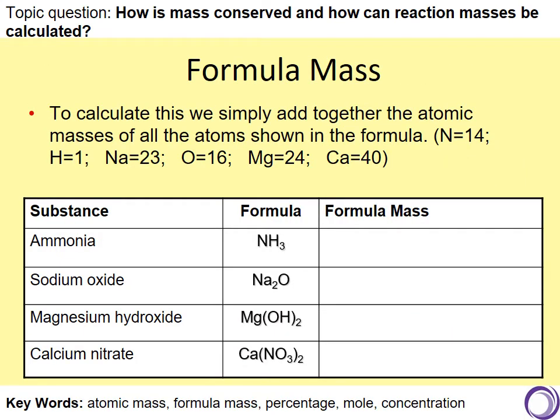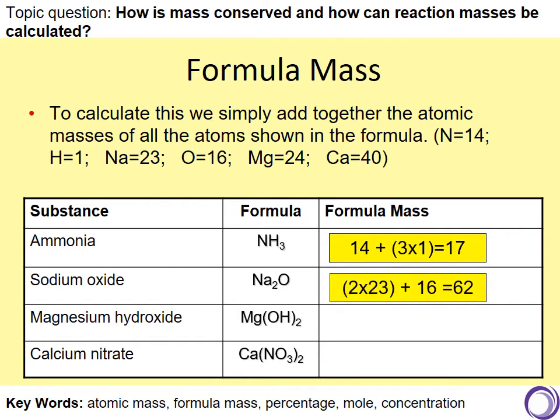So when we calculate the formula mass of a compound, what we do is we add up the masses of each of the individual atoms in the molecule. So here we have ammonia and its formula is NH3. We've just seen that that tells us it's got 1 nitrogen and 3 hydrogens. So if we were to work out the formula mass of ammonia, then we need to add 14, which is the mass of nitrogen, plus 3 times 1, because 1 is the mass of hydrogen and we have 3 of them. If we add that all together, we get a formula mass of 17.